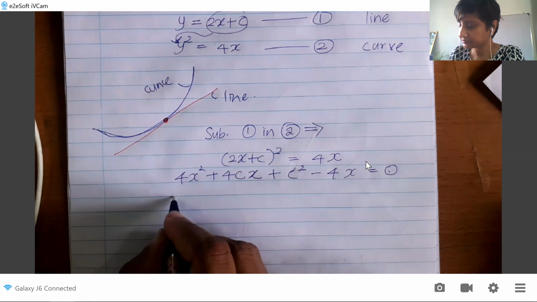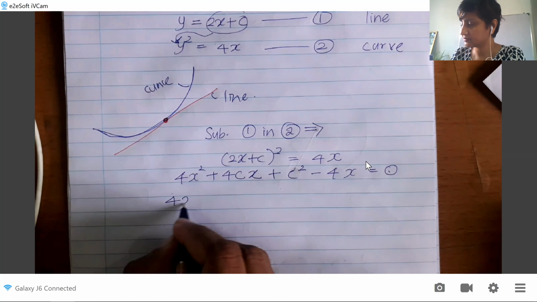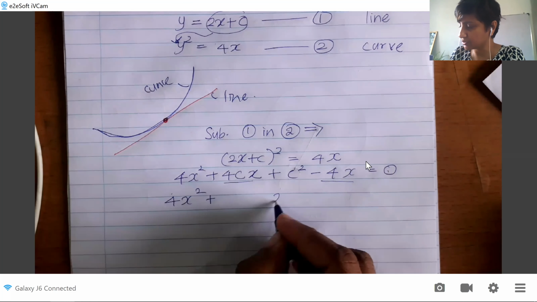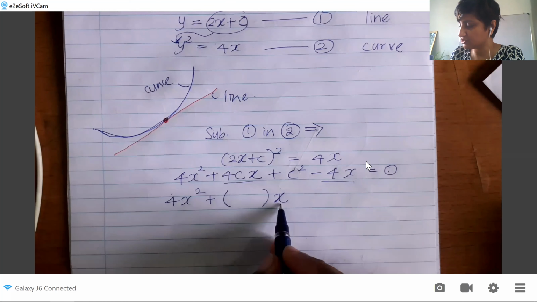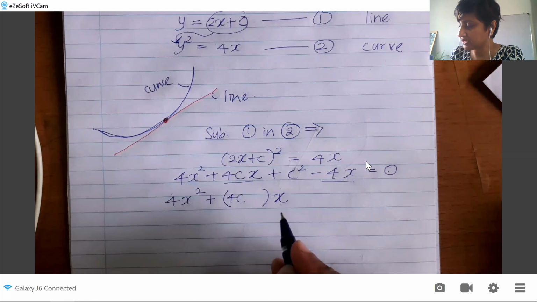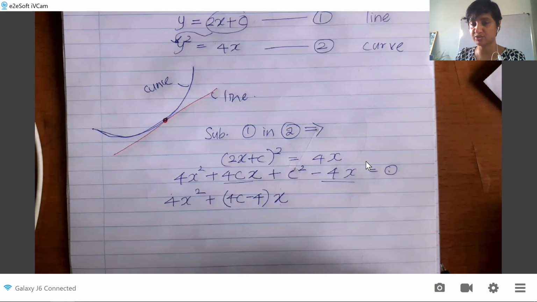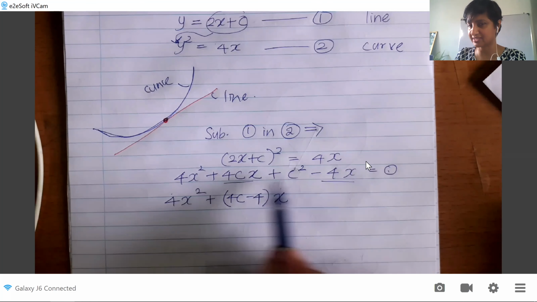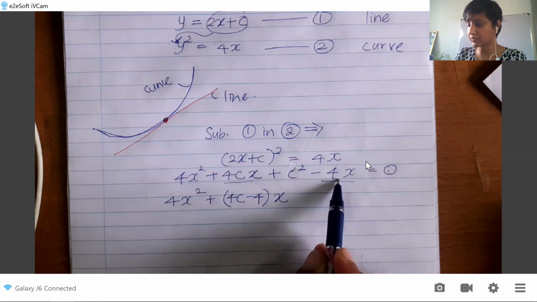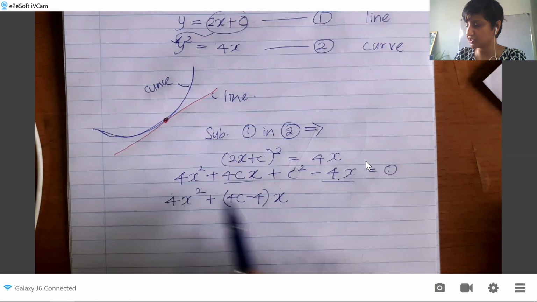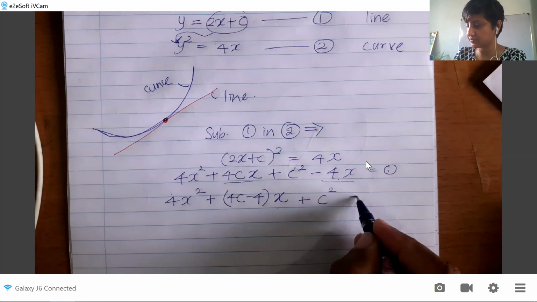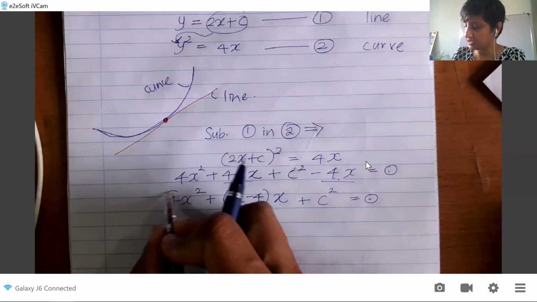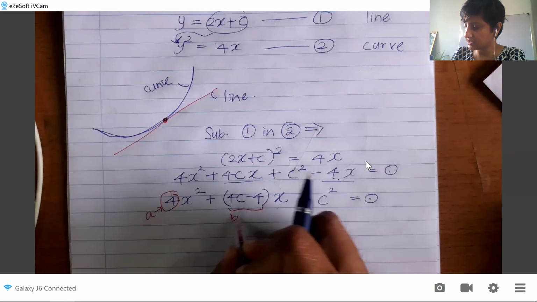4x squared. I will put the x term separately. My x term is 4c minus 4. I simplified these two together by factoring the x out. That's my x term. X squared term, x term, and the number term c squared is equal to 0. So here's my a, here's my b, here's my c.